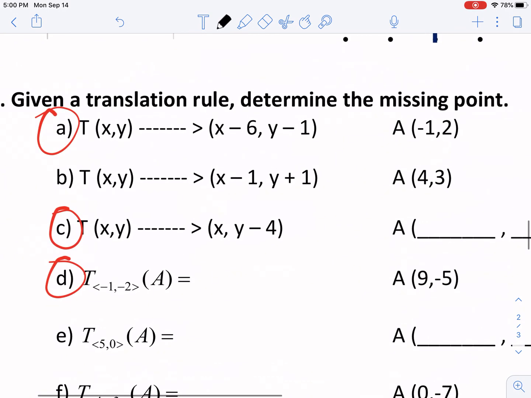Here we have a coordinate rule. They tell us we have x minus 6. Well, remember, x is left and right. So if I'm subtracting 6 from x, what is that going to do? That's left 6. Then y is up and down, and we are subtracting 1 from y, so what is that going to do? Down 1. So we know that it's going to take our pre-image and move it left 6 and down 1.